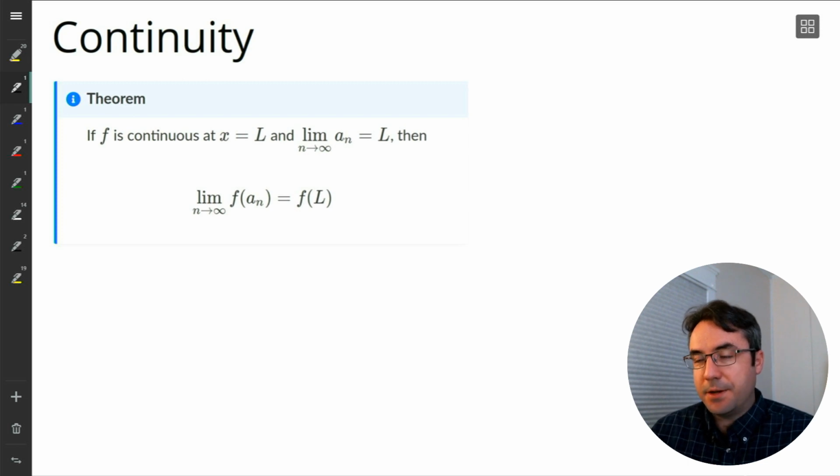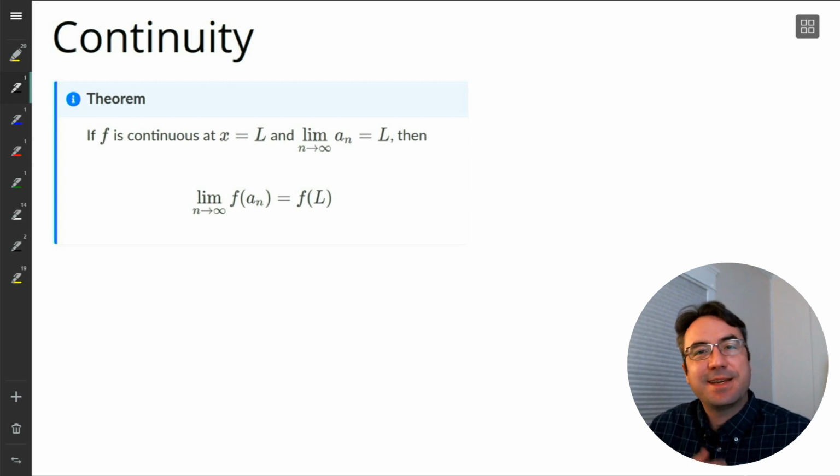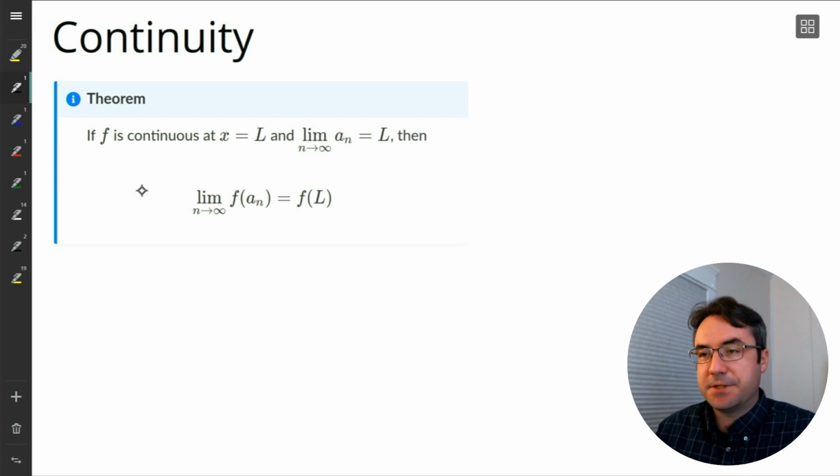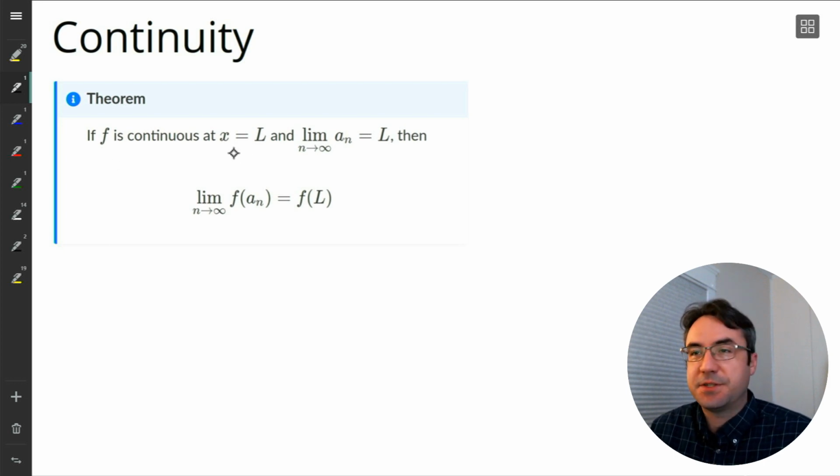So we know from Calc 1 that continuous functions work nicely with limits. So we have this result. And what does it say? It says if we have this continuous function f, and we know it's continuous at this number x equals L, and we know the limit of a_n is equal to L as n goes to infinity, well then the limit of this new sequence, f of a_n, also must be going to f of L.